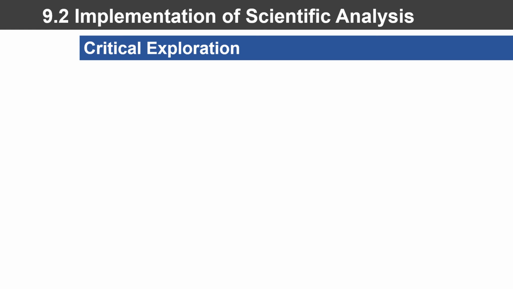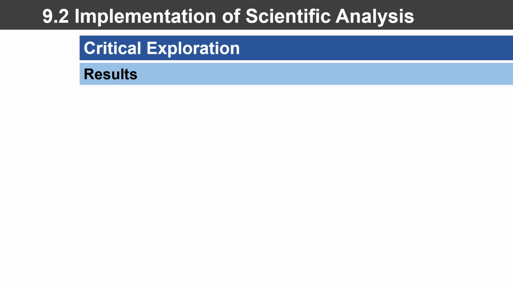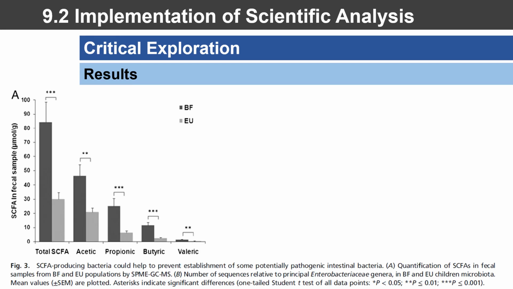Okay, so you're doing a great job, and we've crossed off 2 of the sections. Let's move to the 3rd, and that would of course be the results. Again, we haven't hit them all, but that's going to be part of our class exercise this week. I'm going to go ahead and fast forward to figure 3. And I've got here the figure legend for the entire figure. Short chain fatty acid producing bacteria could help to prevent establishment of some potentially pathogenic intestinal bacteria. And I have part A illustrated for you here.